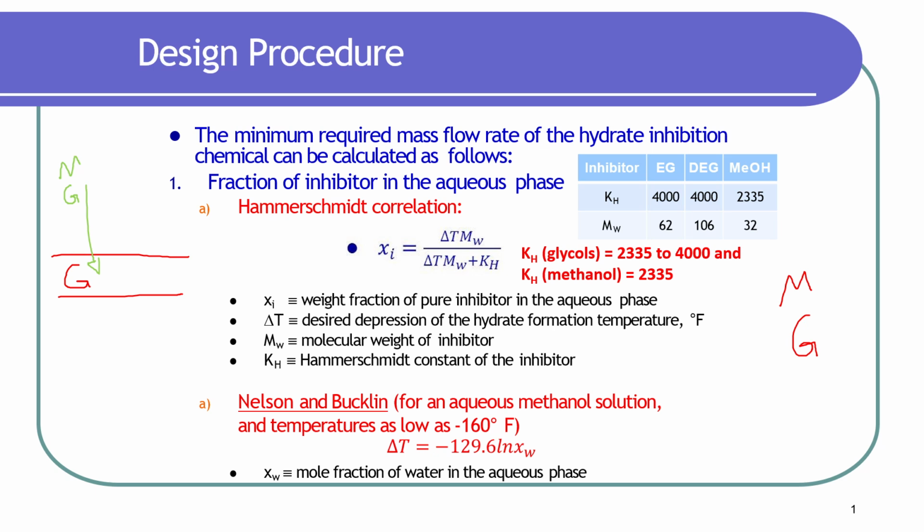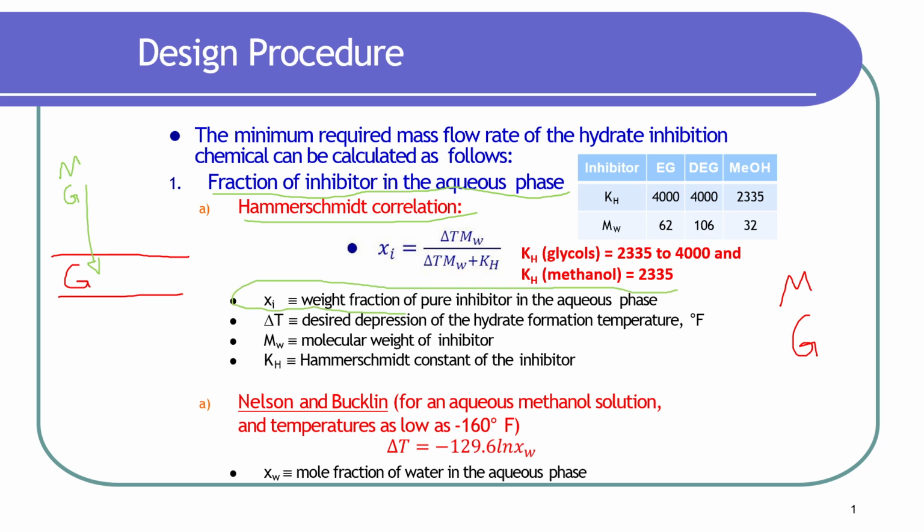The first approach that we're going to apply is the fraction of the inhibitors in the aqueous phase: how much do I have to add into that gas stream in order to bind with water, and what will be the weight fraction of these inhibitors in the aqueous phase. The first method to do that is the Hammerschmidt correlation, which calculates the weight fraction of pure inhibitors in the aqueous phase, referred to as Xi.